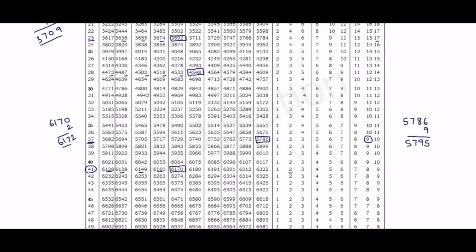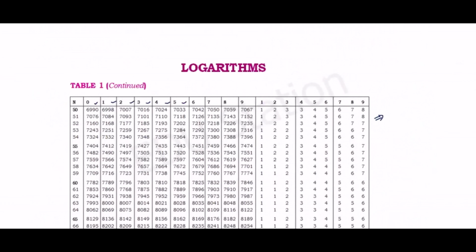Now let's say we have 6.456. Find log of this. So this is already in the correct format of A dot BCD. So this will be the number, this will be the column, and this will be the mean difference. So 64.